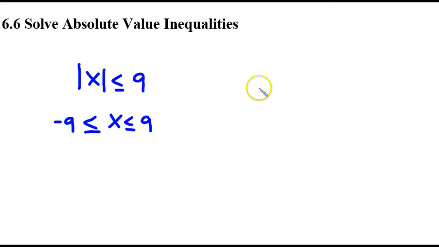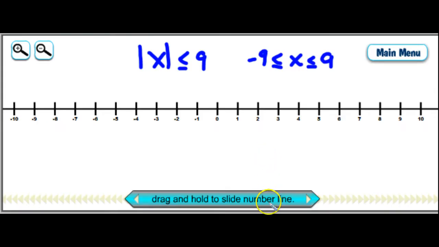So now let's graph what this means. Again, we're looking at the absolute value of x is less than or equal to 9. So what distances can x be from 0? It has to be less than or equal to 9 spots away.